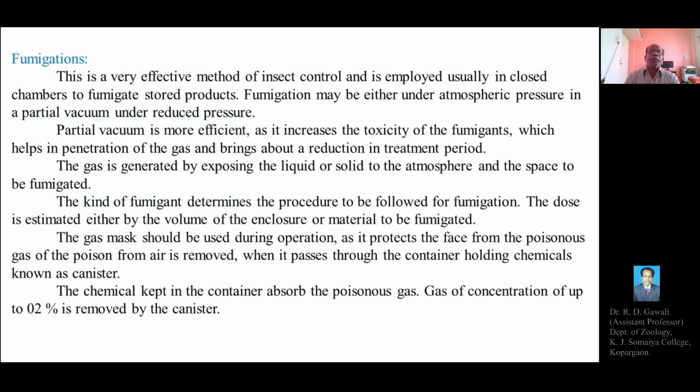Then the third type of pesticide appliance is used for the fumigation purpose. The third technique. So there are three techniques of the application of pesticides. The first is spraying of the liquid pesticides, and for this purpose we use a knapsack sprayer.